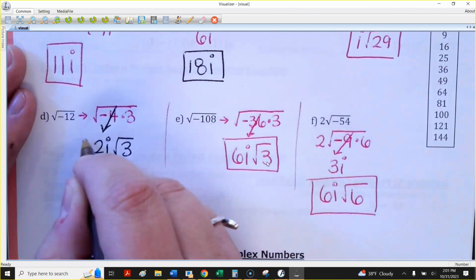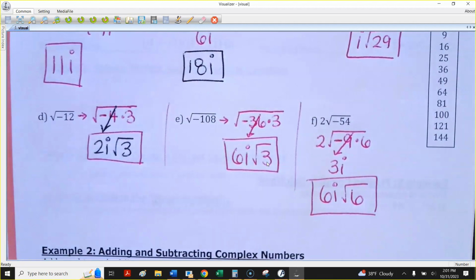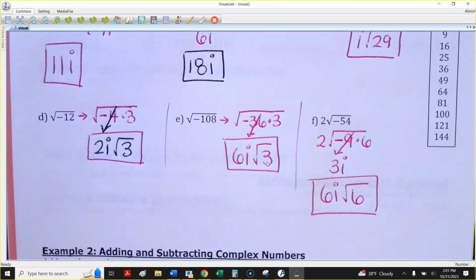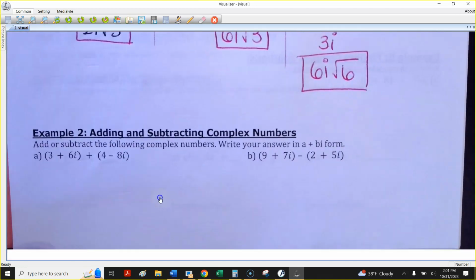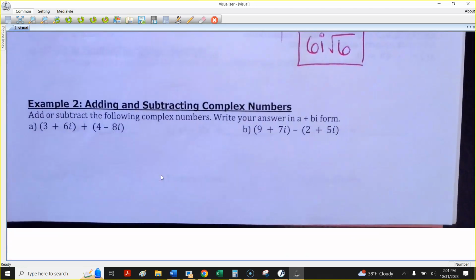Is anybody seeing a question so far? It's extremely similar to what we did yesterday. We're just going to get rid of the negative by taking an i out. That's the only difference. All right, we'll do a little bit more with this in a second, but before we do that, I'm just going to have you guys add some complex numbers together at the bottom of the page and subtract. We're going to add and subtract.